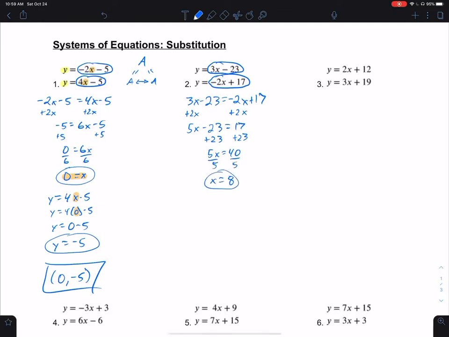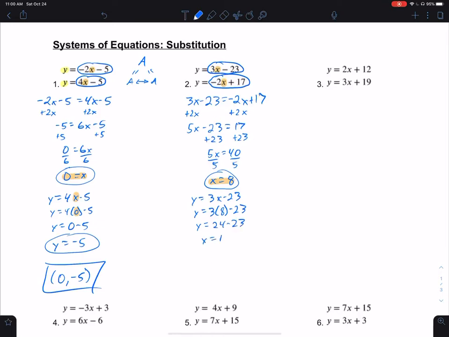So what you're going to find is that the first variable that you find will be the one that has not already been isolated. So if y was isolated, you'll wind up solving for x. So I'll now take that x equals 8 and plug it into either equation. Again, it doesn't matter which one you pick. I'm just going to use the first one, so I'm going to use 3x minus 23. Sometimes one is clearly easier than the other. Sometimes it's just a matter of which one you pick. There's not a right answer.